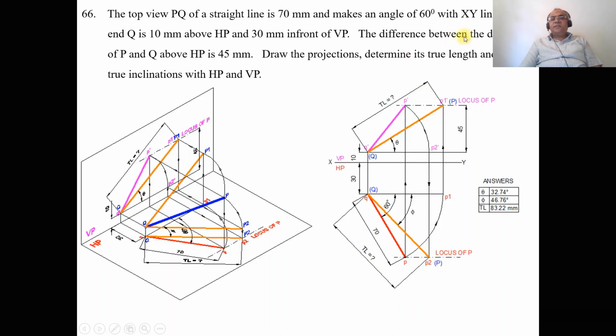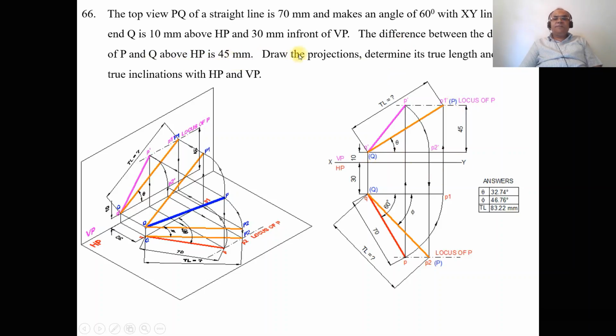Now, as you know, the difference between the distances of capital P and capital Q is 45 mm. So you have capital Q here. Difference means, from the XY line, Q is 10 mm. So from the XY line you measure 55. So 55 minus 10 will become 45, the difference between Q and P. So this is capital P and this is capital Q.